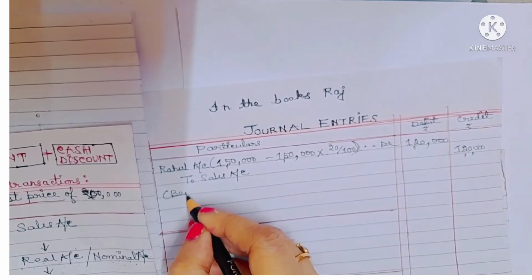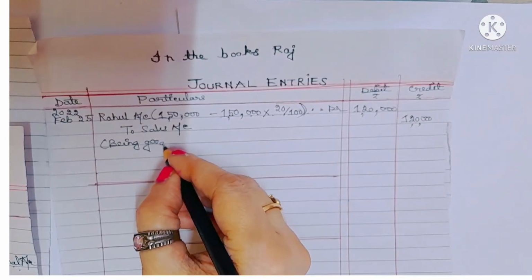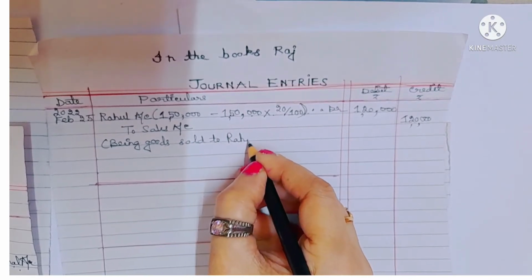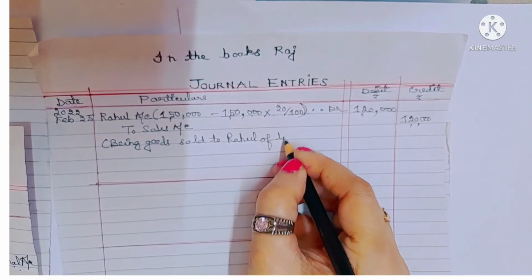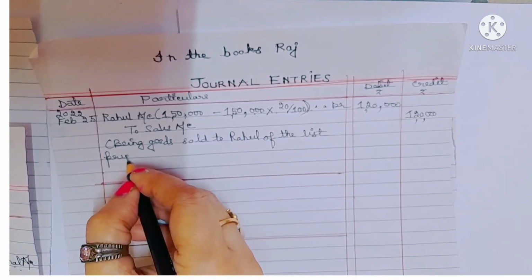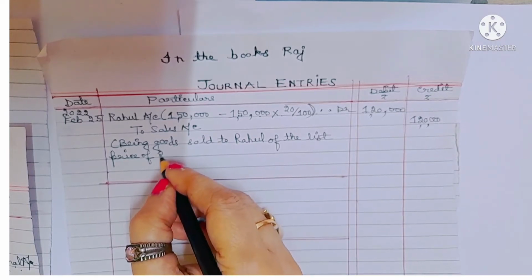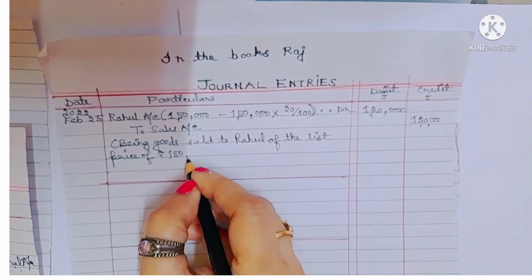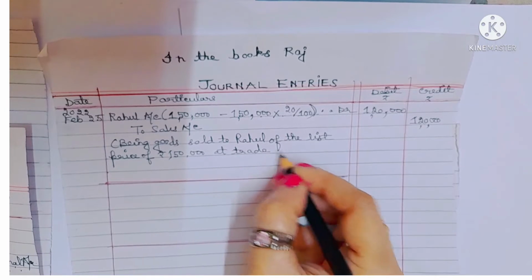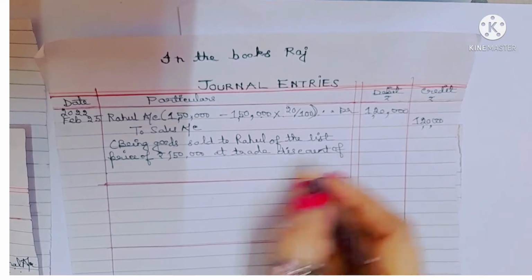What is the narration? Being goods sold to Rahul of the list price of 1,50,000 at trade discount of 20%.